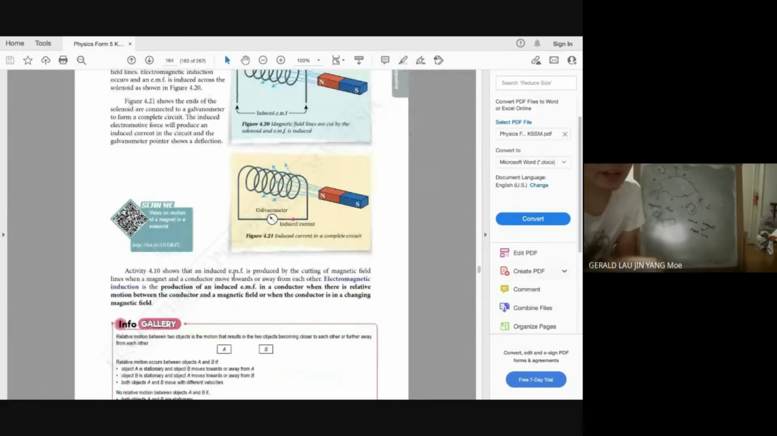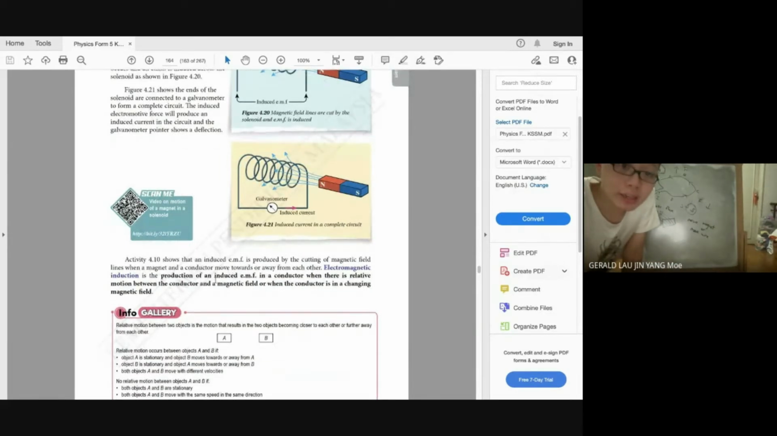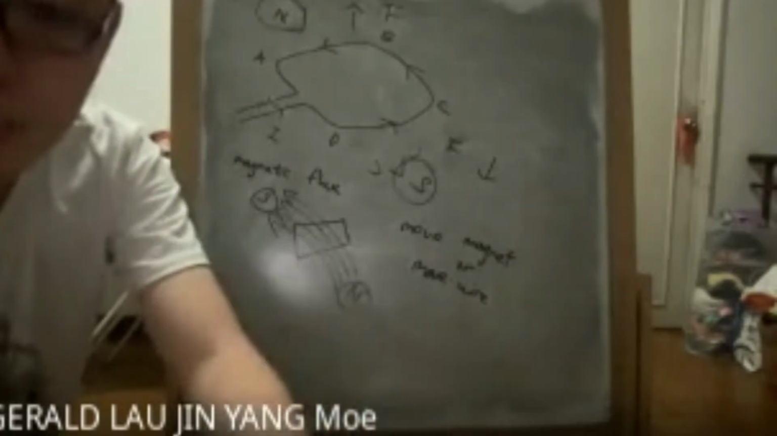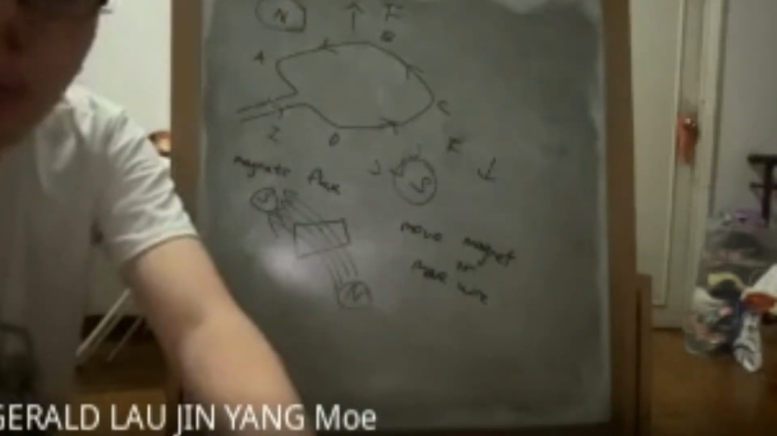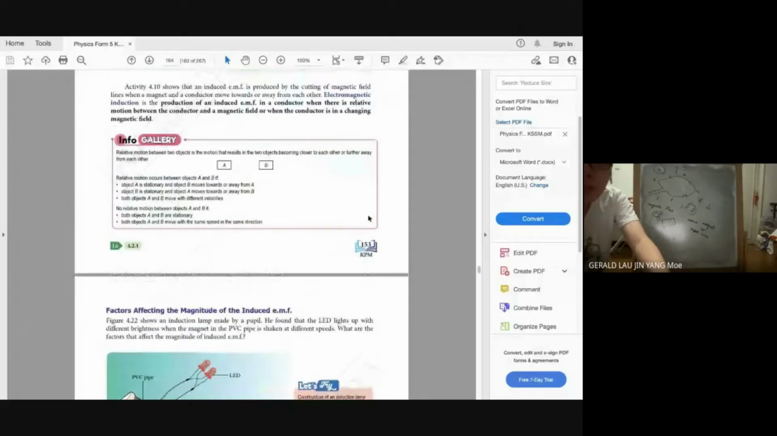Okay, so let's look at the definition of electromagnetic induction. Production of an induced EMF in a conductor when there is relative motion between conductor and the magnetic field, or when the conductor is in a changing magnetic field. That means as long as there is a motion of the wire or motion of the magnet, it will produce an induced EMF. This is what we call induced current. Can you understand? Okay, so you have to move your magnet or you move your wire, your conductor.